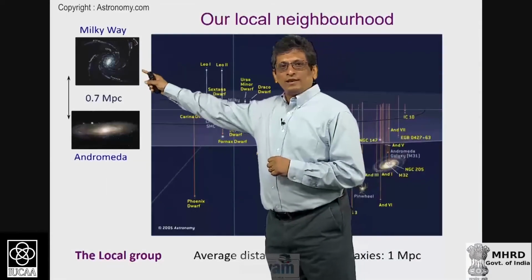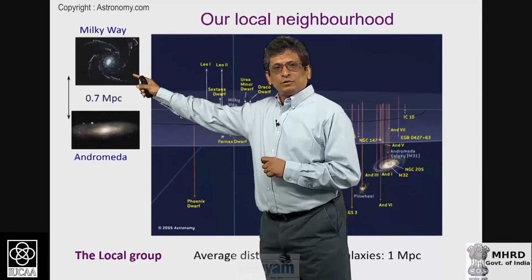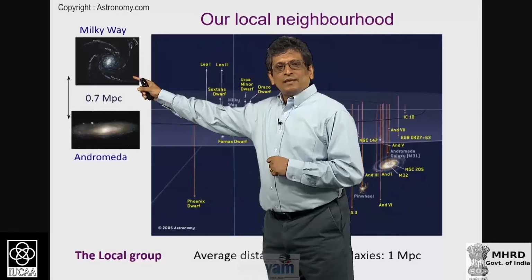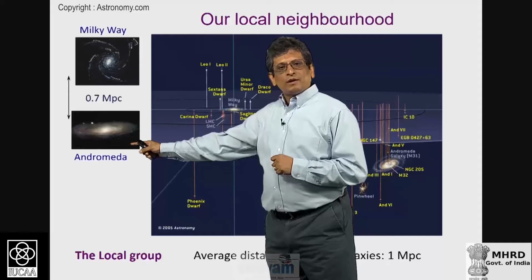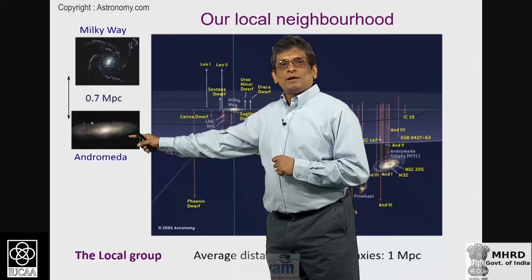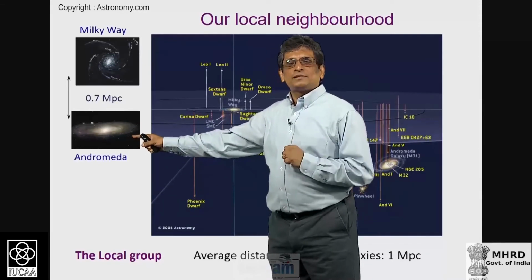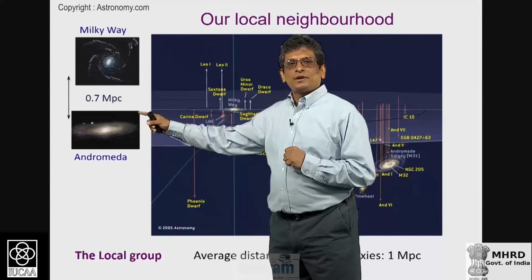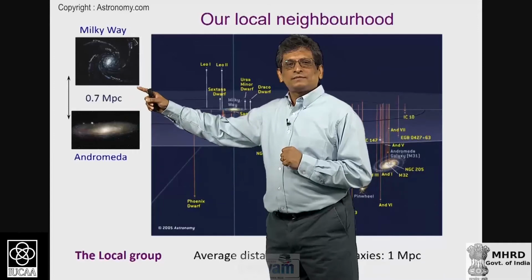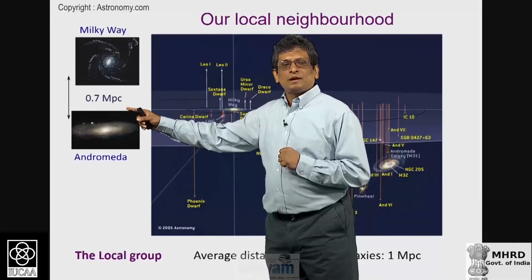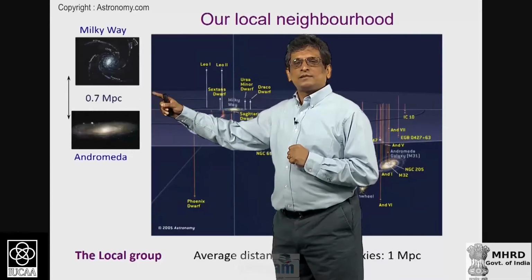One is the Milky Way, which is our own galaxy, which we have already seen, and the other one is called the Andromeda galaxy, M31, which is of similar size to the Milky Way, and they are separated by about 0.7 megaparsecs. That's about 2 million light years.